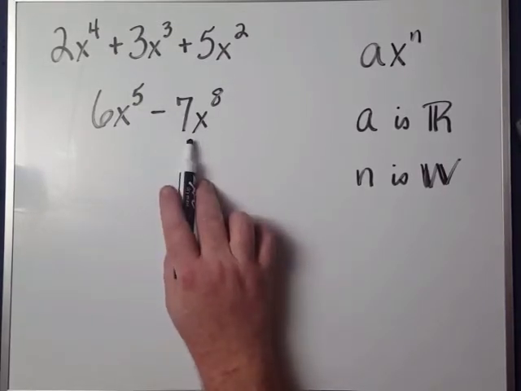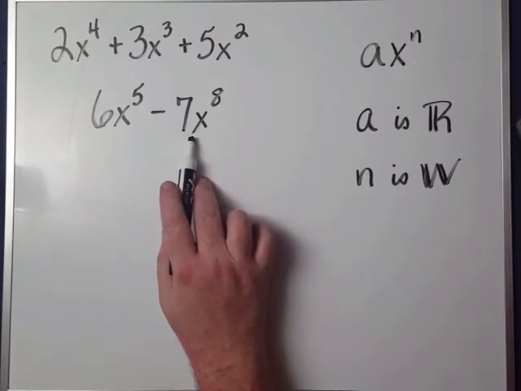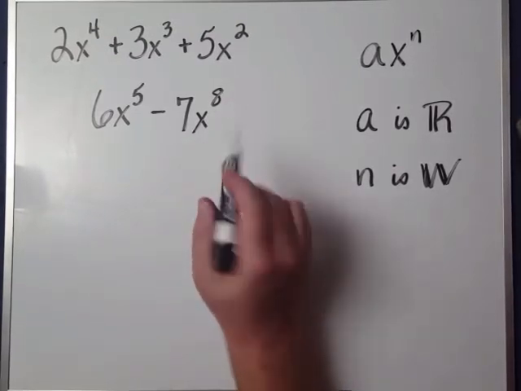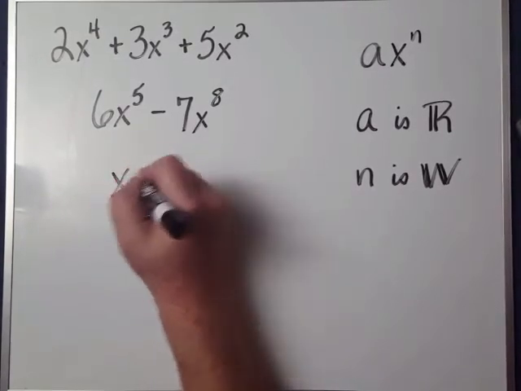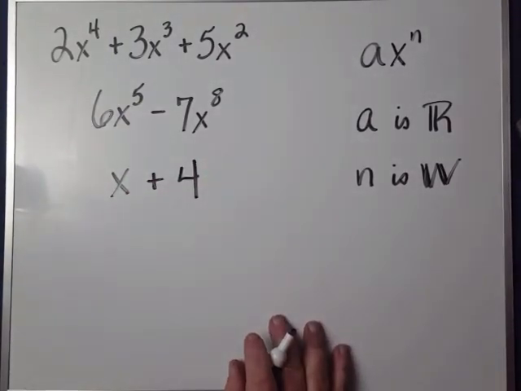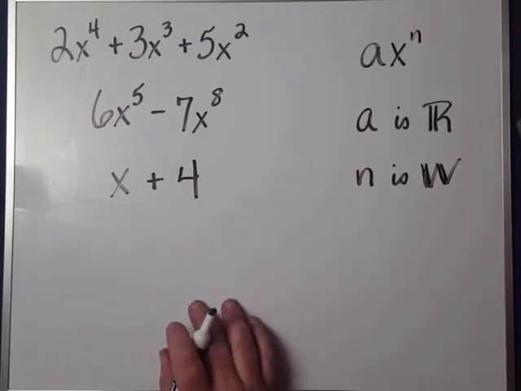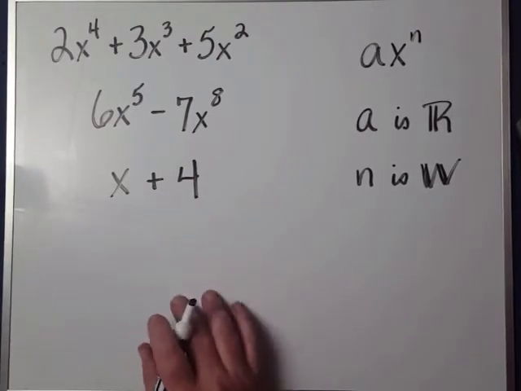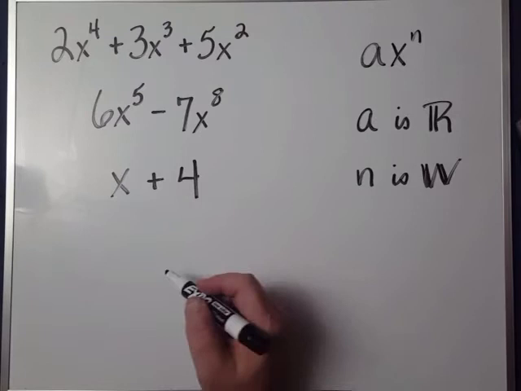What's the coefficient on this second term? The negative 7. Negative 7. Signs belong to their terms. Negative 7 is a real number, and this power 8 is a whole number. What about this guy? Is this a polynomial? It is the sum of a finite number of terms, two terms, and do they all look like ax to the n, where a is real and n is whole?